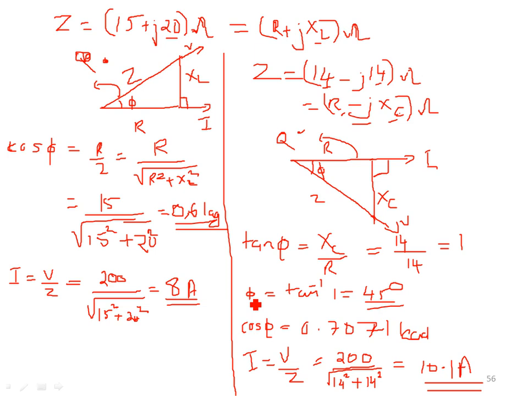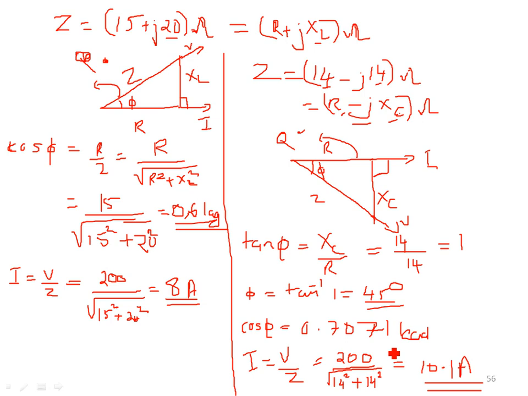Cos phi is cos of 45 degrees, that is 0.707. Now, to check whether it is lagging or leading, current is drawn in phase with resistance and voltage is drawn in phase with impedance. So, from the phasor diagram, we can see that current is leading voltage by an angle phi. Therefore, power factor is leading.